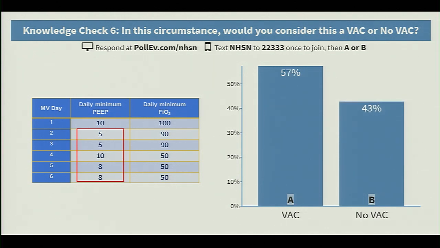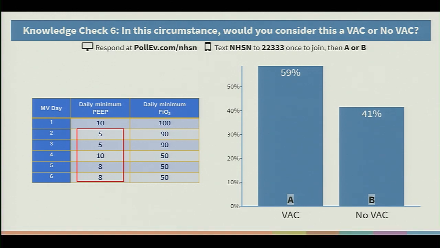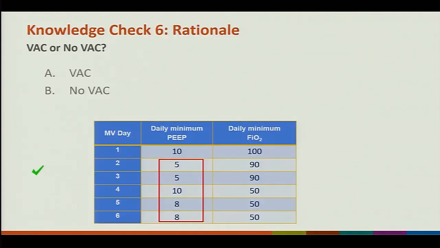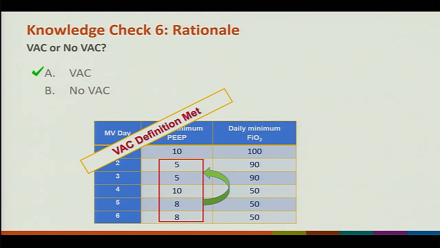I think VAC is pulling ahead. All right, let's see. This would be a VAC. Both days of the baseline period have a PEEP value of 5. The 2 days of worsening oxygenation, in this case the 10 and the 8, meet the criteria of at least 3 points above the baseline, and the increase was sustained for 2 calendar days. So even though the values change from 10 to 8, they still meet that threshold of 3 over the baseline period. Therefore, VAC definition is met.